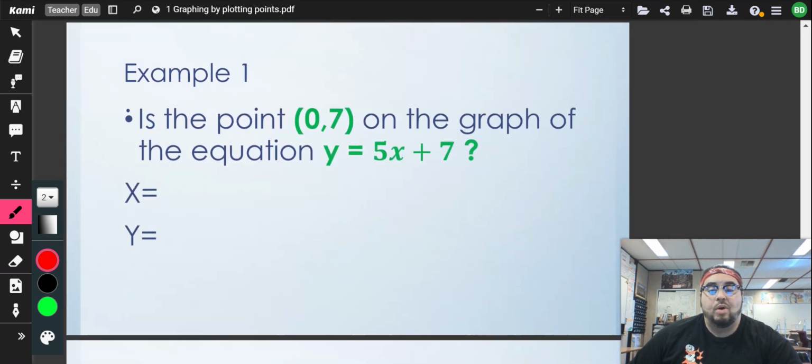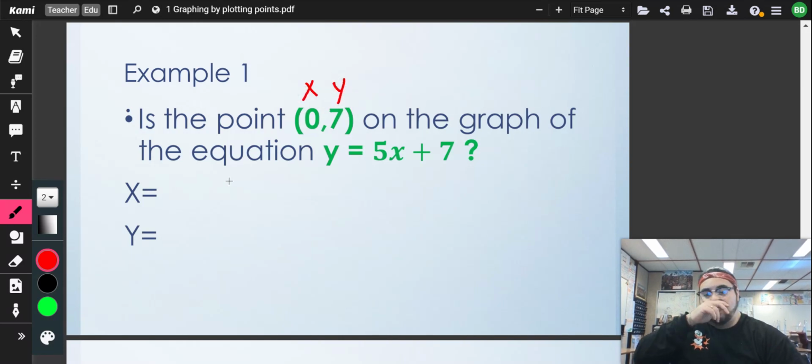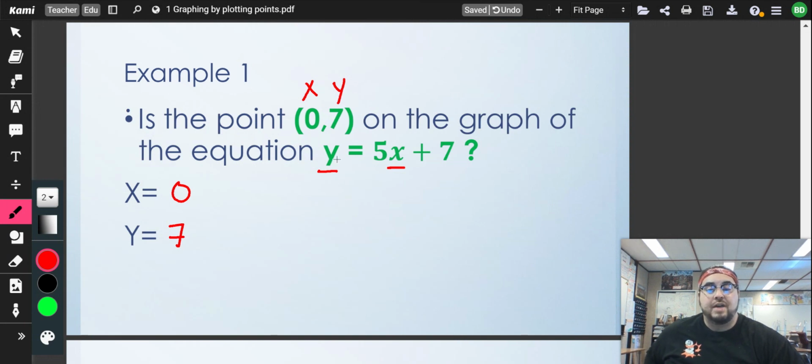Example 1: is the point (0, 7) on the graph of the equation y equals 5x plus 7? (0, 7) is your point, that's x and y. What I like to do is just write out my values so I'm sure I know what I'm plugging in. So for x, I'm plugging in 0. For y, I'm plugging in 7. So for y, I plug in 7 equals 5. Instead of x, I'm plugging in 0. Remember, we put that in parentheses so it doesn't look like 50. And then I bring down the plus 7.